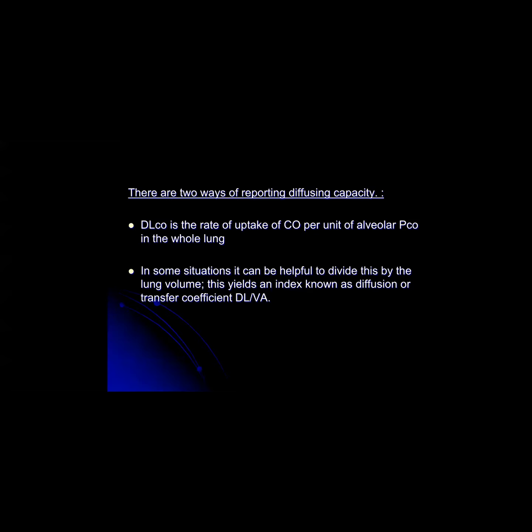So we can either measure the diffusion of the carbon monoxide as a function of the rate of uptake of carbon monoxide per unit of alveolar partial pressure of carbon monoxide in the whole lung, or we can use it as a function of the alveolar ventilation. So this index is known as the diffusion or transfer coefficient.